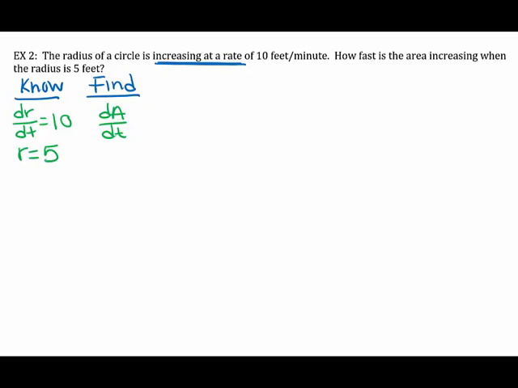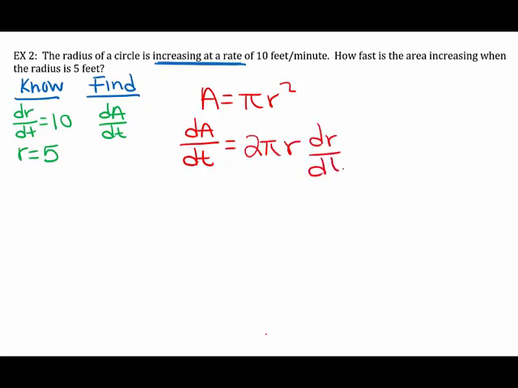So once you have your list, because I see A's and r's, I have to write an equation that relates A to r. And if we're talking about a circle, the equation is A equals pi r squared. Now I'm going to take the derivative of both sides with respect to time. The derivative of A is dA/dt. The derivative of pi r squared would be 2 times pi times r, but then we also have to multiply by dr/dt. That's our chain rule.